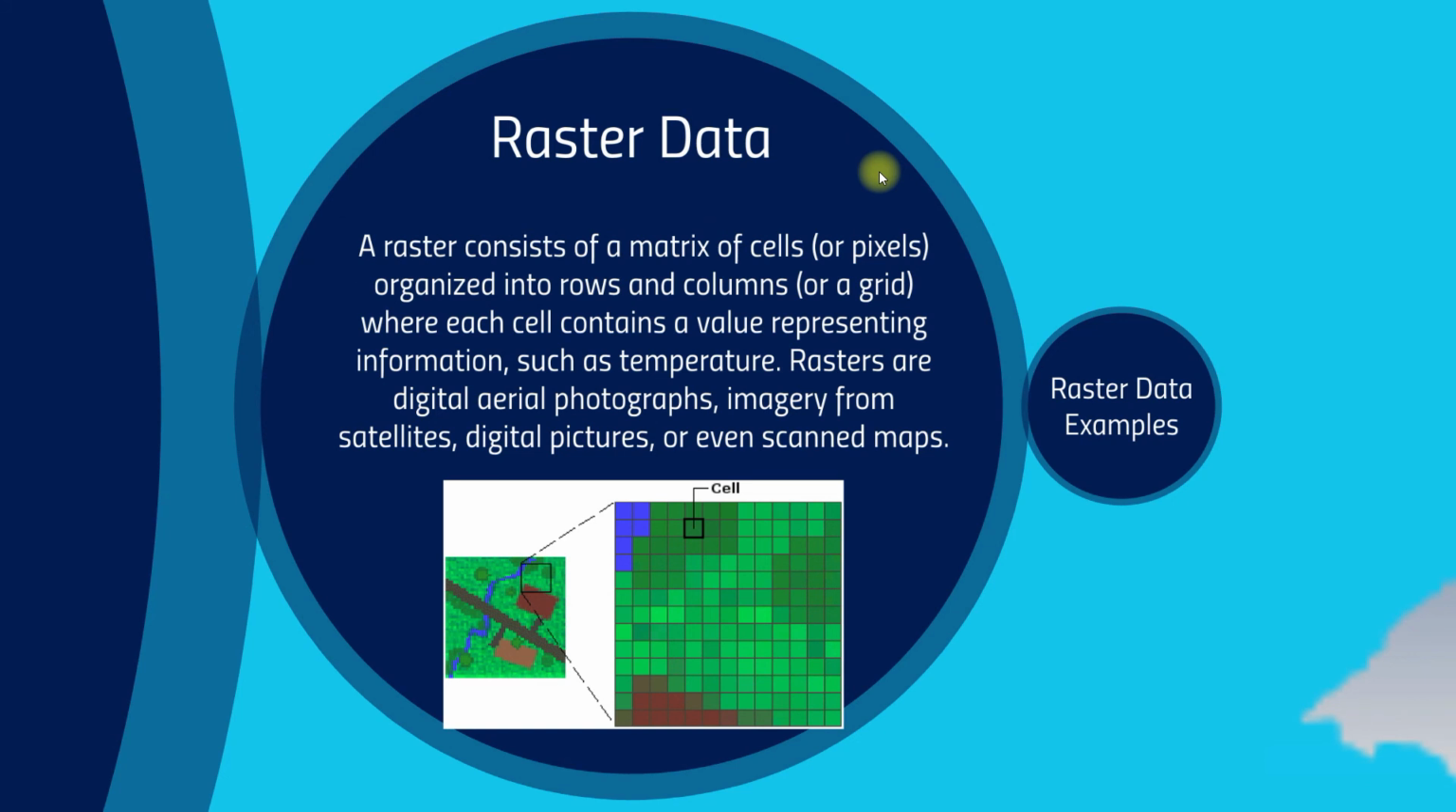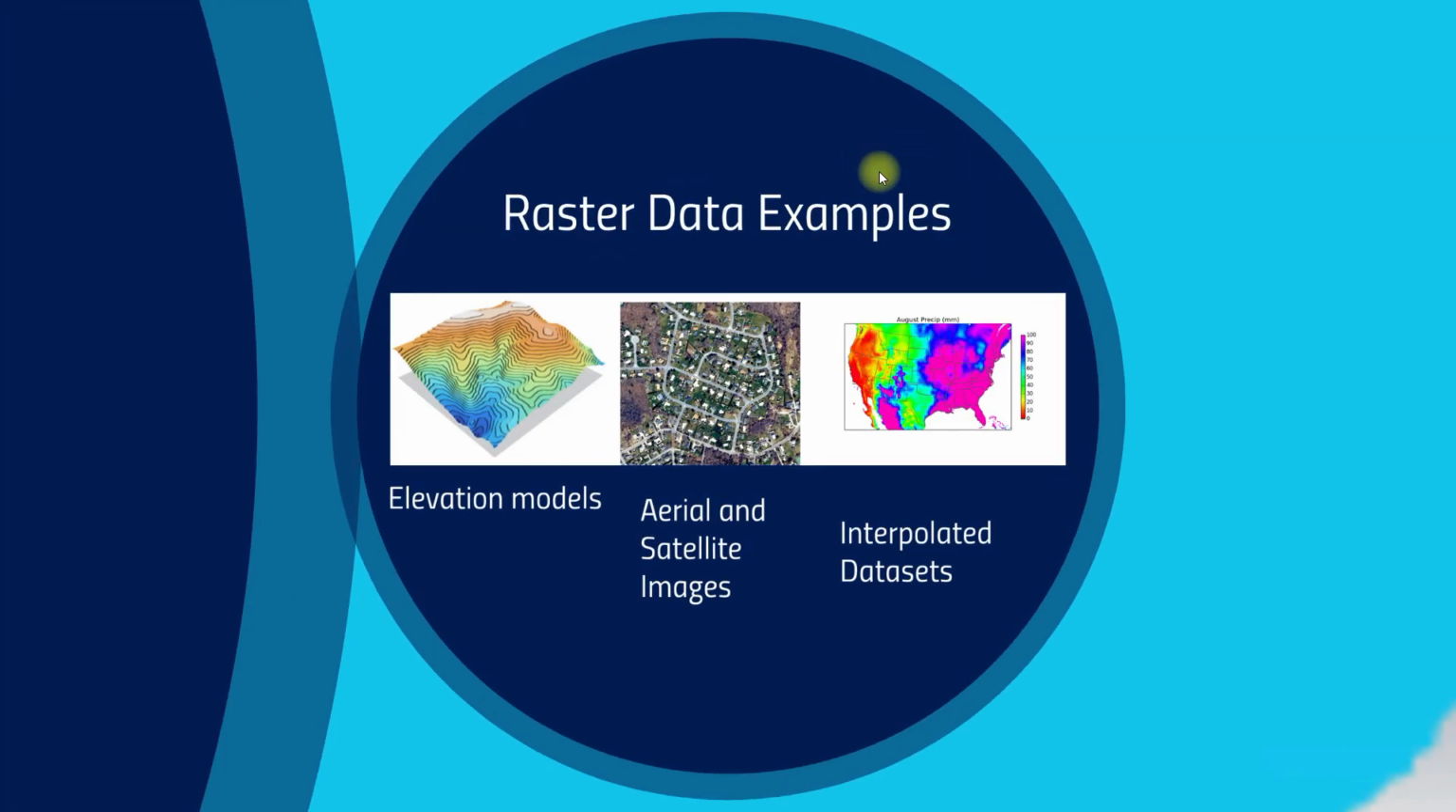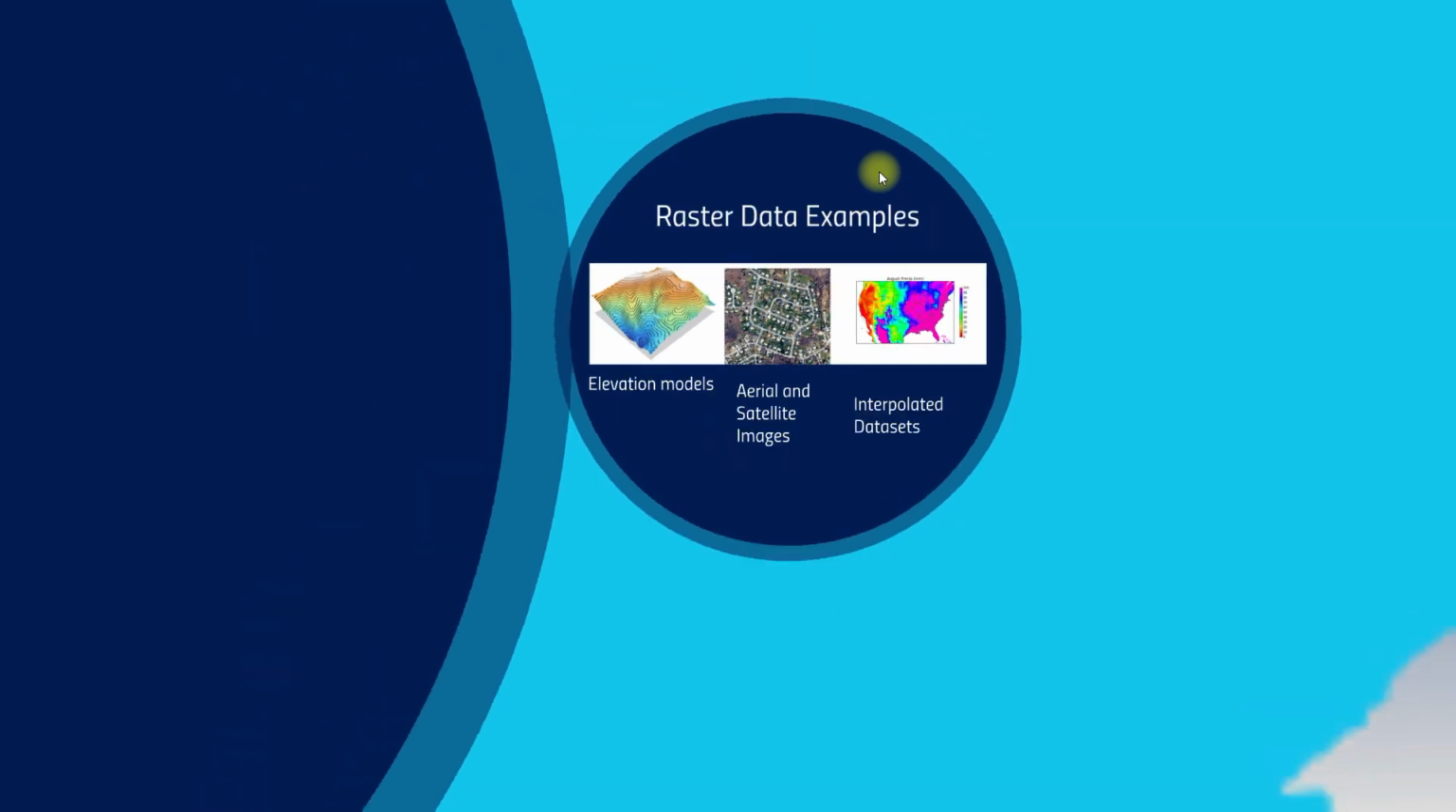And the other thing is raster data. The raster consists of a matrix of cells or pixels. Raster data is basically like an image. The raster consists of a matrix of cells organized into rows and columns, where each cell contains a value representing information such as temperature. Rasters are digital aerial photographs, satellite images, digital pictures, or even scanned images. Examples are elevation models, aerial and satellite images, and interpolated data sets.